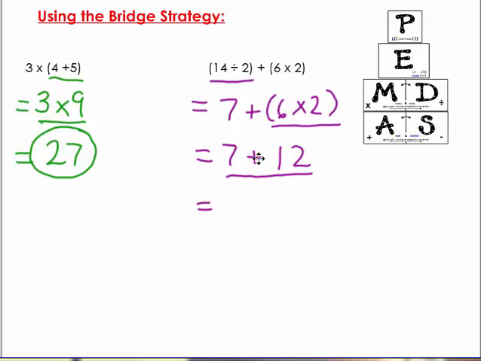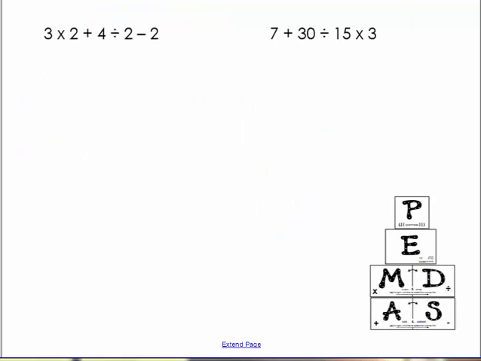Perform what's on the bridge. 7 plus 12 is 19. Nothing else is left on the bridge. I'm finally done with the last step. There's my answer, 19. All right, let's look at another problem.